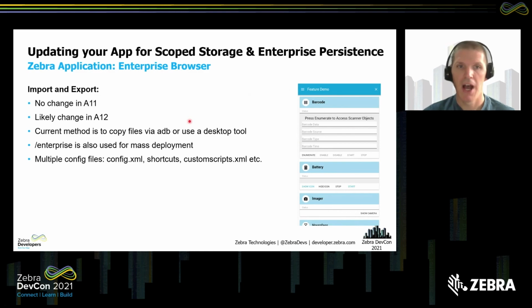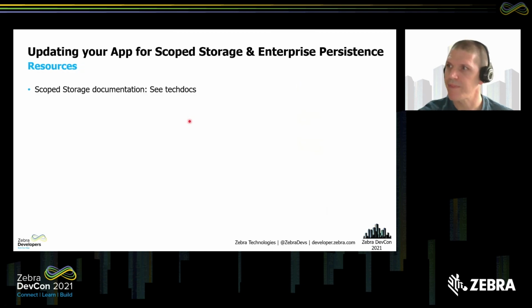Again, no change. But just bear in mind, for EB, there are a multitude of configuration files. There's not just the config XML. There's shortcuts XML, custom scripts XML, tab bar XML, I think, as well. There's all sorts. So all of that, no change. If you need any more help on any of these features, then I would direct you to the TechDocs documentation for the individual products.